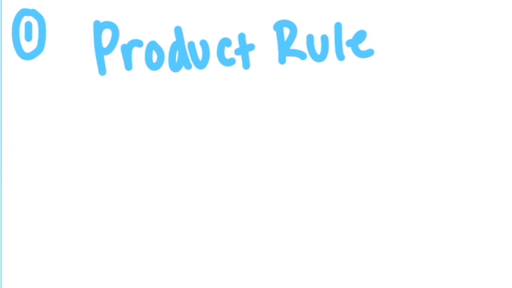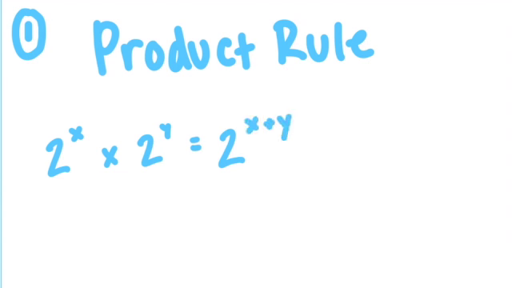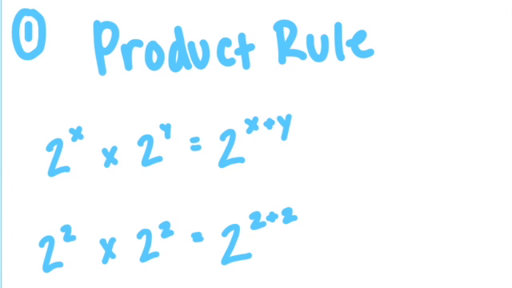So the first exponent rule we're going to be looking at is the product rule. So let's say we have 2 to the x times 2 to the y. Because they have the same base, we're going to write 2 on the other side of the equal sign, and we're going to add the exponents because it's being multiplied. Let's say it's 2 to the second times 2 to the second. The base is 2, and we do 2 plus 2. And simplified, it would be 2 to the 4th power, which is 16.